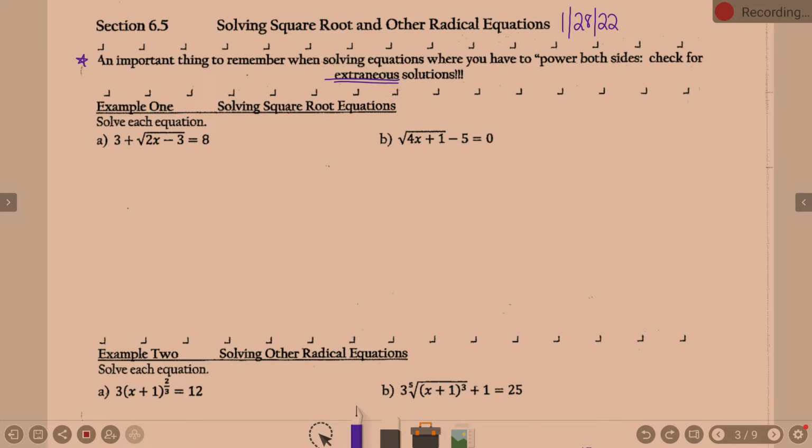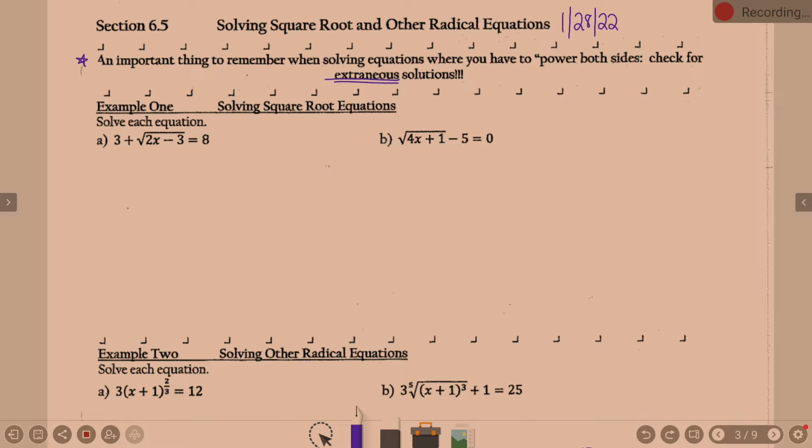In other words, we want this radical to be by itself. So I want one side of my equation to be the radical with what's underneath it. So in this case, I want the square root of 2x minus 3 to be by itself. What do I need to move away from the square root of 2x minus 3? There's a positive 3 hanging out over here, isn't there? How would you move this positive 3 to the other side of the equation?